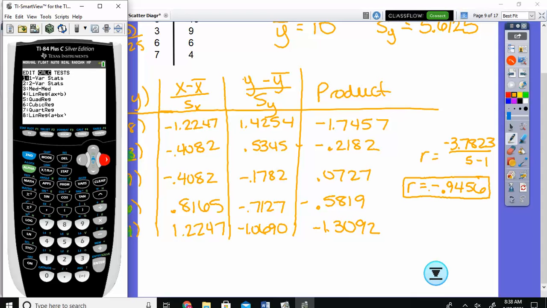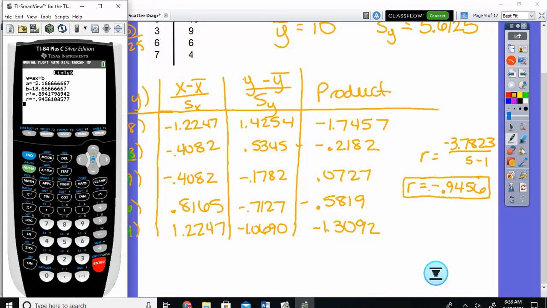So now we need to go into our stat calculations. And this is a linear relationship. That's what we're trying to measure. So we are going to go to number 4, linear regression. And it should just have your x's as L1 and your y's as L2, so we can enter through all of that.